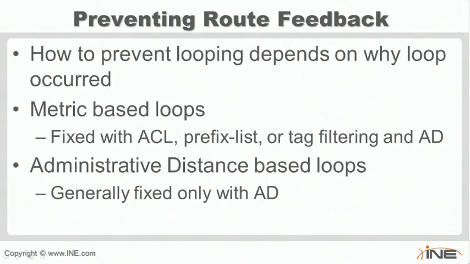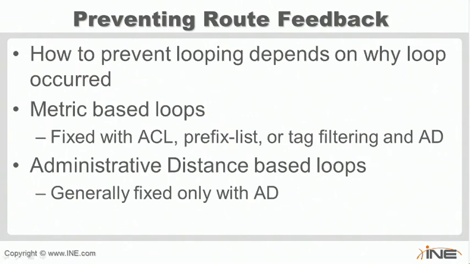Now, the metric-based loops are the ones that are the easiest to prevent, simply by filtering the routes at the different redistribution points. So this is mainly where route tag filtering would be used, or we can manually specify access lists or prefix lists that list what particular routes we do or do not want to redistribute. Technically, we could also use administrative distance here, but a lot of the times for metric-based loops, a route tag filter is going to be the easiest and most efficient way to fix the problem.